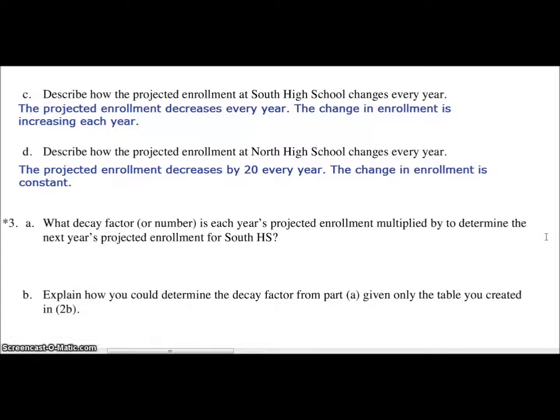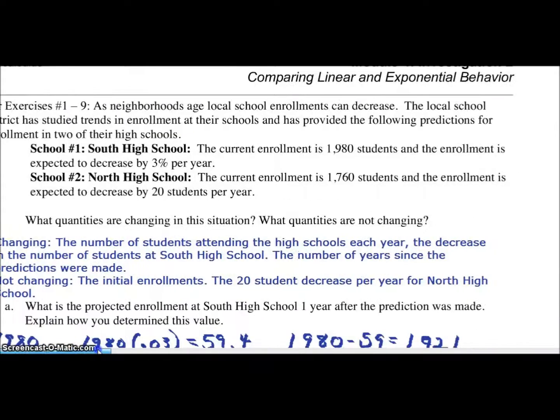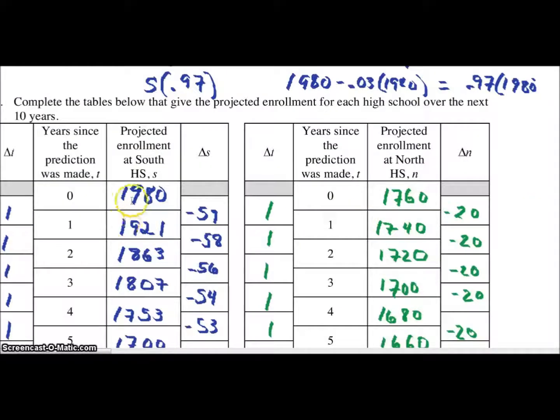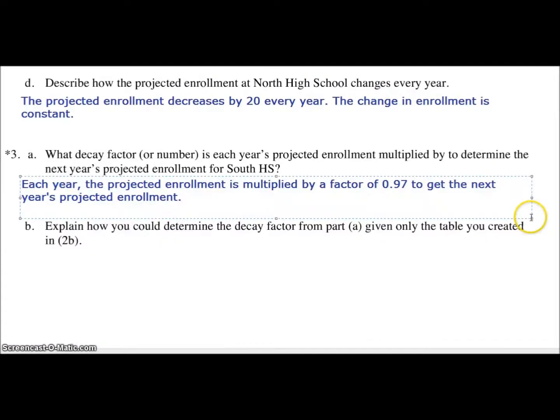Question 3a, what decay factor or number is each year's projected enrollment multiplied by to determine the next year's projected enrollment for South High School? That's the 0.97. Remember when I showed you guys this here, we can just take each of these current enrollments, multiply by 0.97, 97%, to get to the next enrollment. We call this a decay factor because we're decreasing each time we multiply by the factor.